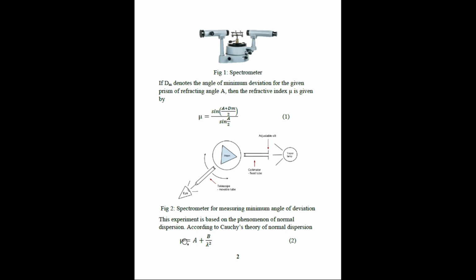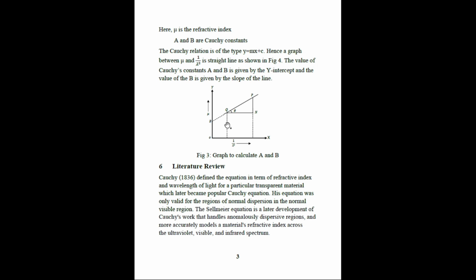Then we can use Cauchy relation, and we can plug the refractive index calculated from here, and then we can just plug here the wavelength for which the refractive index is calculated. Then by plotting the graph, we can just find out the value of the Cauchy constant A and B. A is given by the y-intercept, and the value of B is given by the slope of this curve.